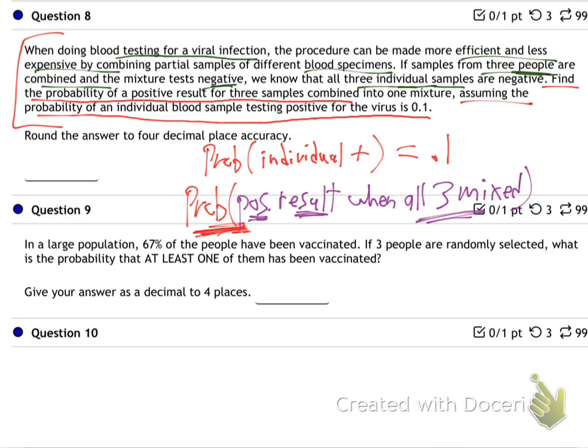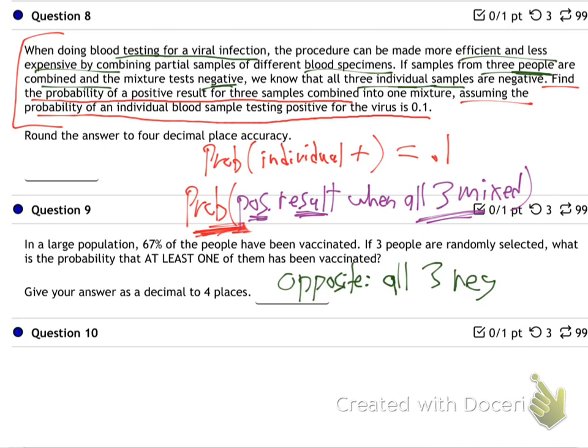The truth is it's the opposite of all three being negative. That's what it is. So the opposite question is all three negative, right? If all three are negative, then when you mix them together, the thing will come out negative, right?